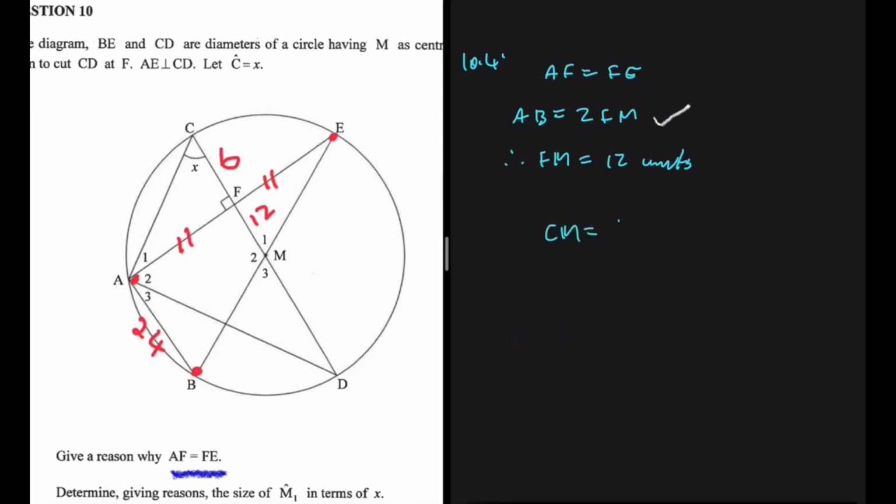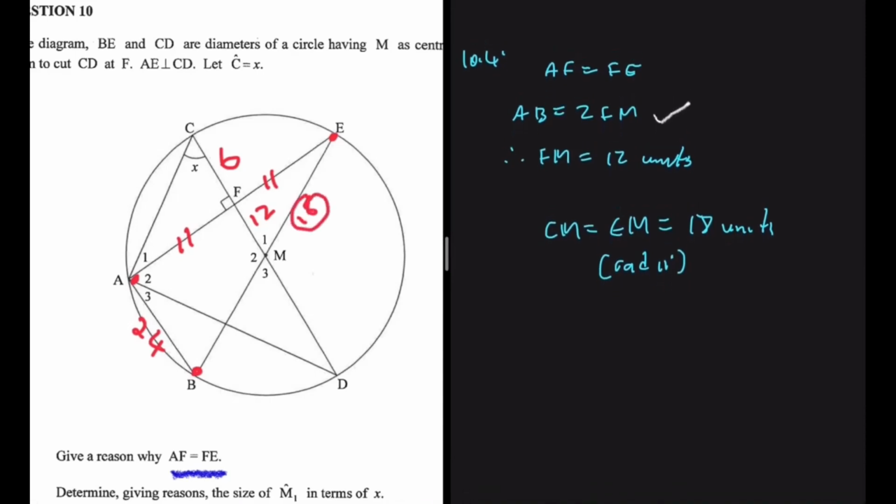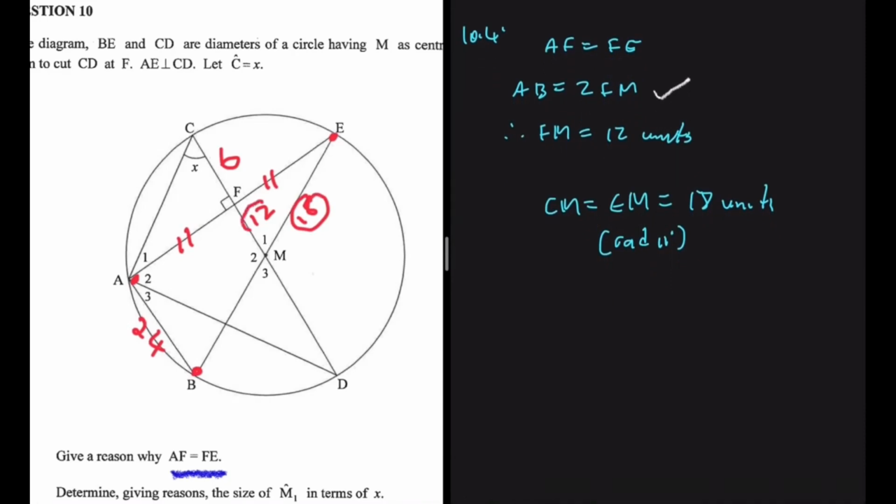CM is equals to EM is equals to 18 units, right? That is because they are all radiuses, right? Radiuses are equals to each other. So from M to E is 18 units, right? So we have 18 as our hypotenuse, we have 12 as our opposite, so we can find FE, which is our adjacent, right? And then from finding FE, we just have to multiply it by 2 to find AE.